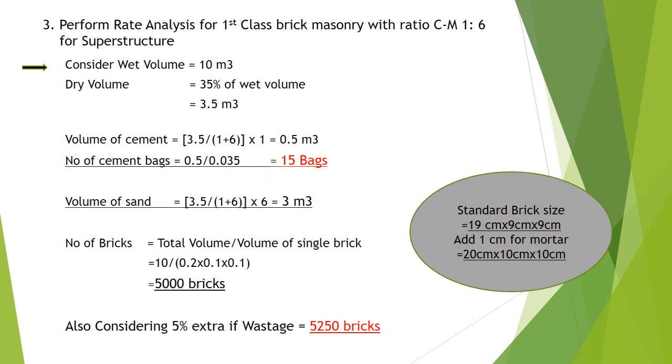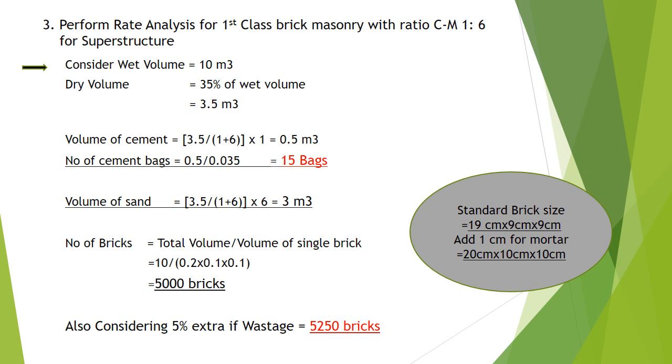Now the next sum. Perform the rate analysis for the first class brick masonry with the ratio 1:6 for superstructure. This sum is quite different than the previous one. The initial procedures are the same, but we have to perform the rate analysis. It means we have to find out the total costing of the work of the first class brick masonry work.